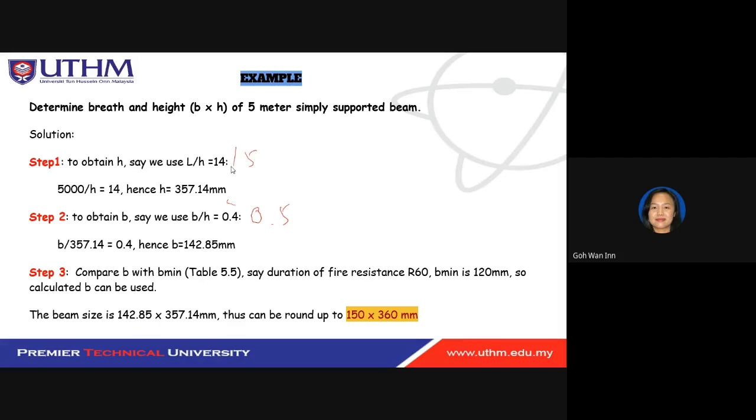Okay, so let's say it's 15. So what value you will get? 5,000 divided by 15. Everyone, you get 333.33. So H is 333.33, and B over H is 0.5. So B you will get how much? Times 0.5, you will get 166.67, right? So 166.67 is greater than 120, the B minimum. Then it's okay.